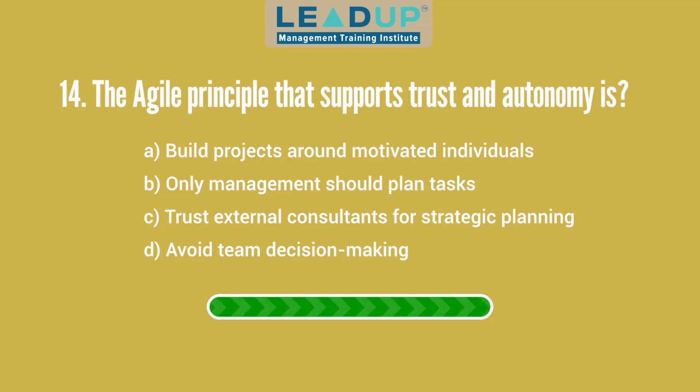Question 14. The Agile principle that supports trust and autonomy is A. Build projects around motivated individuals. B. Only management should plan tasks. C. Trust external consultants for strategic planning. And D. Avoid team decision-making. Answer: build projects around motivated individuals.